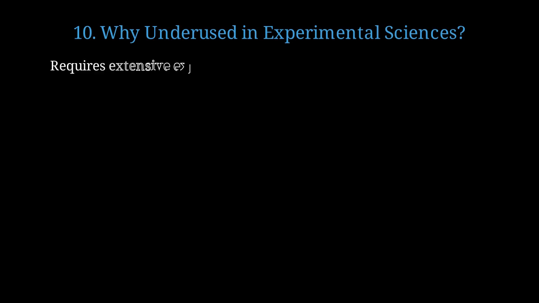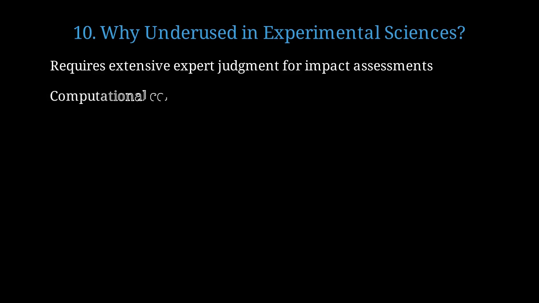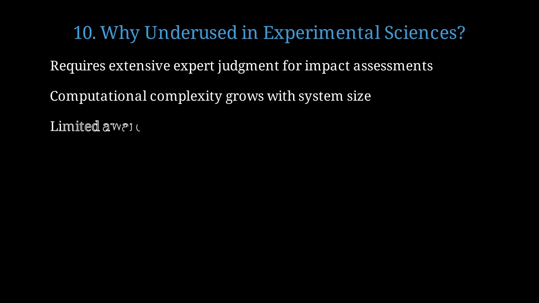Why? Building impact matrices requires extensive expert judgment, which can be subjective and time-consuming. As systems grow larger, the computational challenge of finding optimal scenarios increases dramatically. Many experimental scientists simply aren't aware that this methodology exists and could enhance their work. There's a cultural gap between traditional linear modeling approaches and the systems thinking mindset required for CIB.